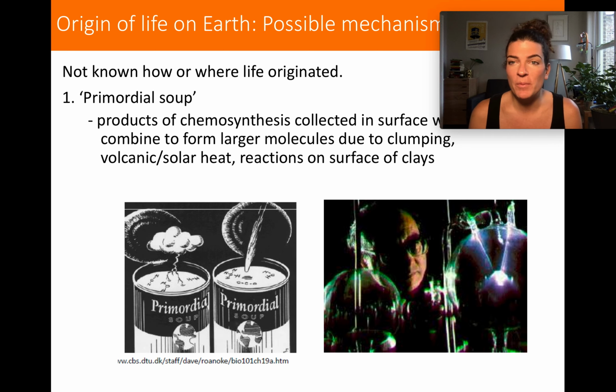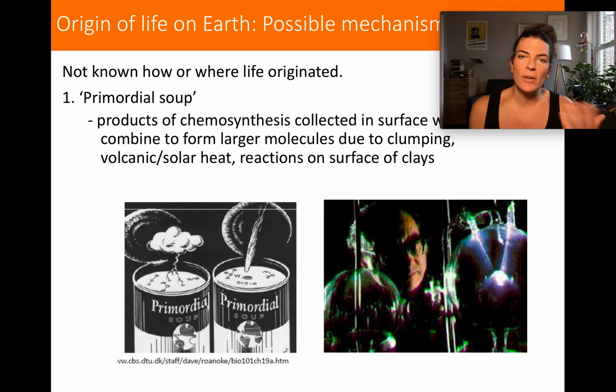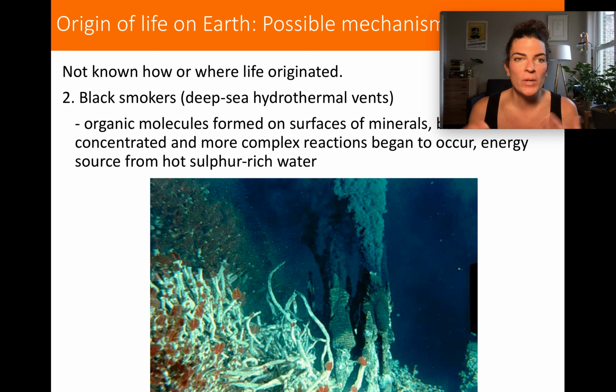One of the theories that's been proposed is that the oceans and the bodies of water across the Earth were a primordial soup of products of chemosynthesis, little amino acids and clumps of protein strips and these sorts of things floating around in the surface, which was warmer due to volcanic and solar heat and the reactions on the surfaces of different types of rocks. Kind of like this mad scientist chemistry experiment. We now think that that's probably not how life actually originated.